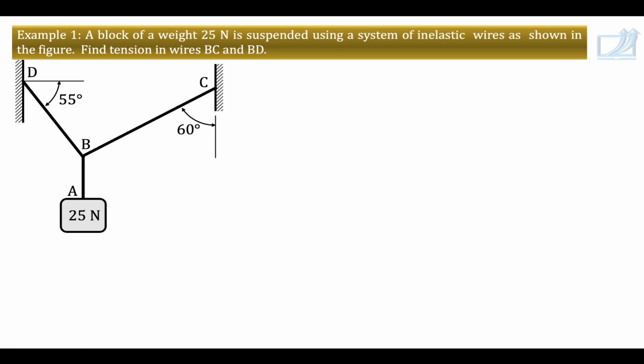What do you mean by a two-force member? I have made a separate video on two-force members. You should refer to that video. Nothing to think about wires. Any straight portion of a wire is a two-force member.